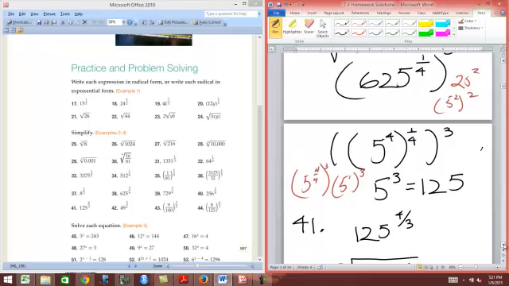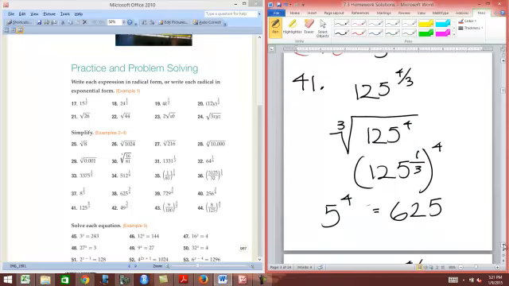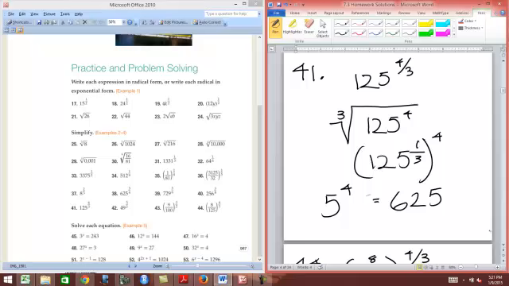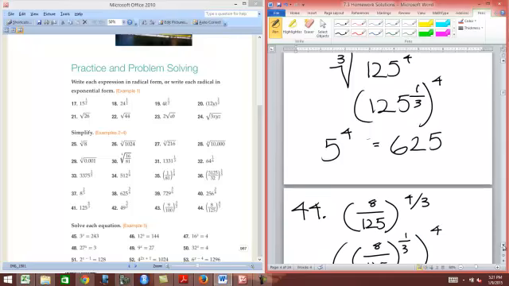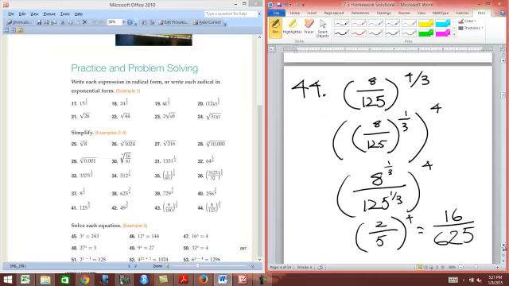Okay, 125. These same numbers are going to come up over and over again. So we got 125 to the 4th cube root. Again, take the cube root first. The cube root of 125 is 5. Everybody knows that. 5 to the 4th is 625. We just did that. Okay. 44.